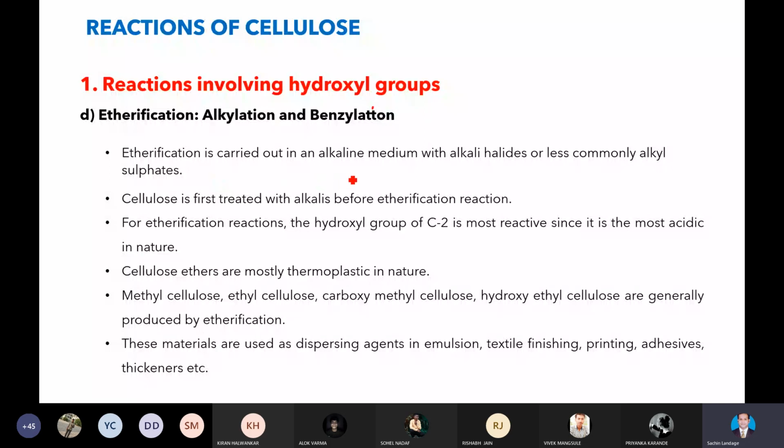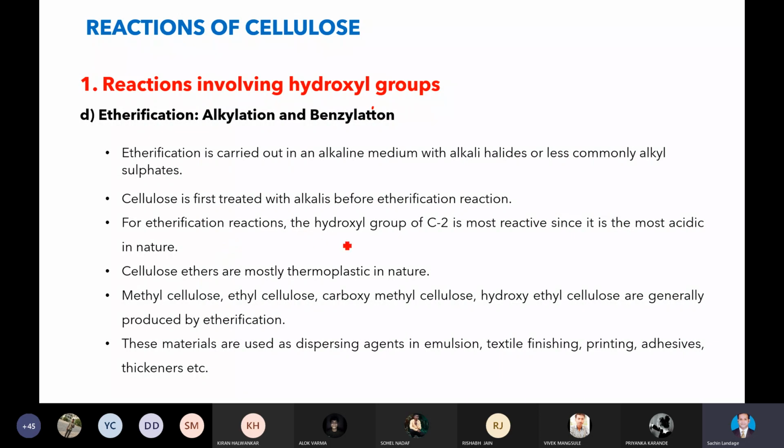So etherification is carried out in alkaline media with alkyl halides or, less commonly, alkyl sulfates. Cellulose is first treated with alkali before the reaction. That is nothing but the soda cellulose formation. And then you have to carry out the etherification reaction.